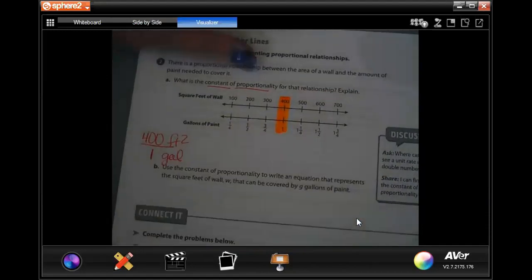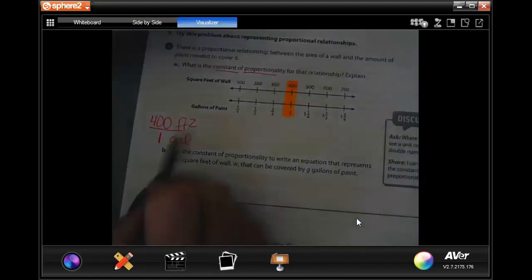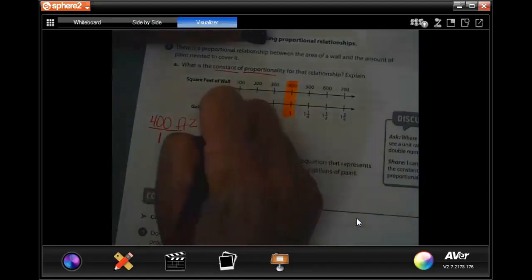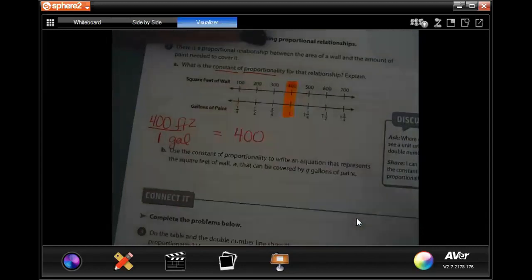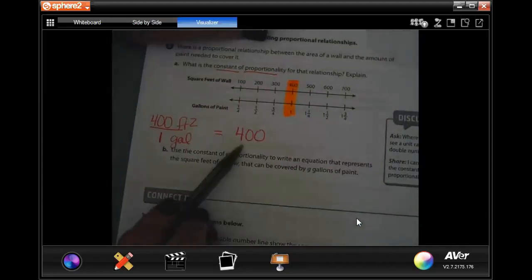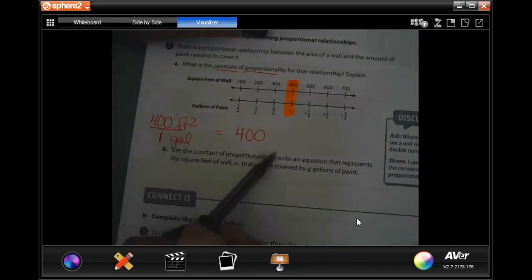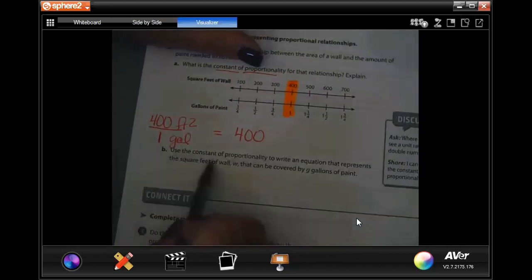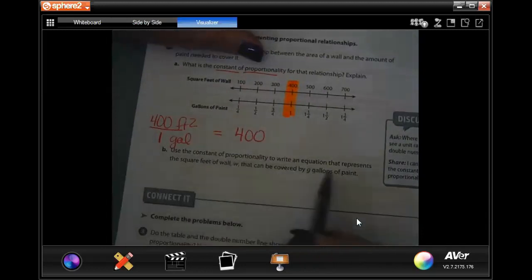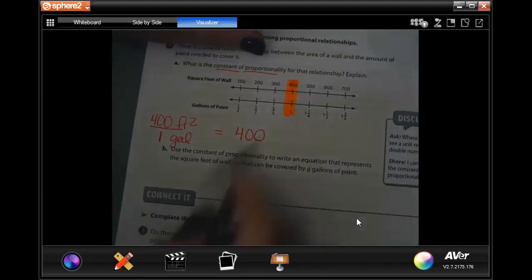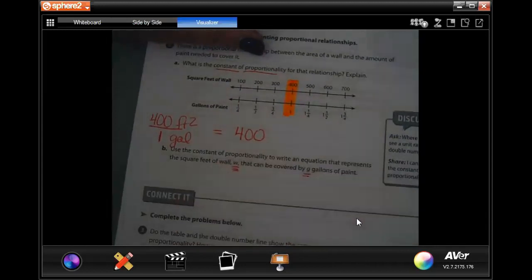All right. Now, use that constant of proportionality. Our constant of proportionality is 400. Notice, remember, the difference between unit rate and constant. This is the example of a unit rate. It's got labels. Our constant is just the number. We're going to use the constant of proportionality to write an equation that represents the square feet of wall W that can be covered by G gallons of paint.